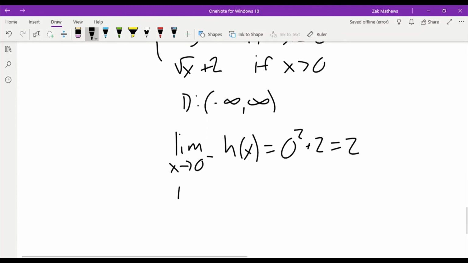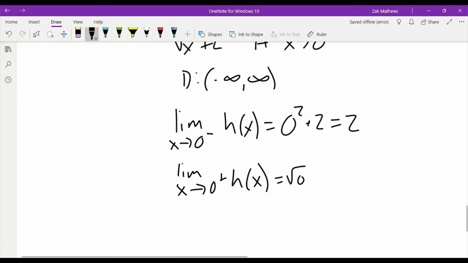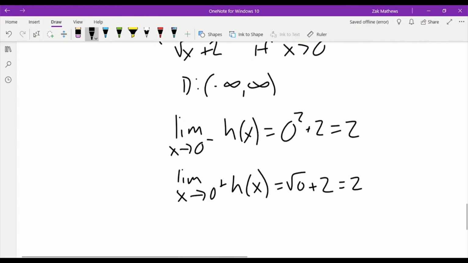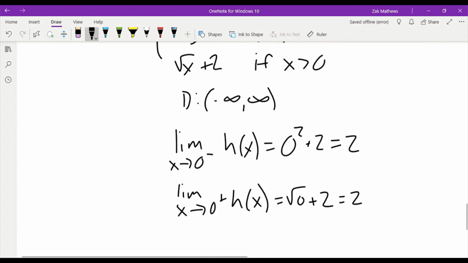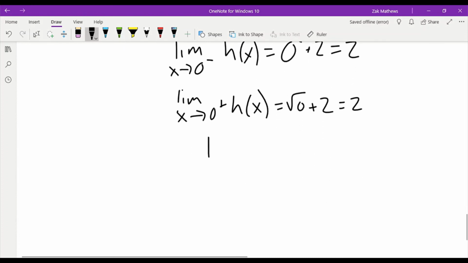Then I take the limit on the right side. Limit as x goes to 0 from the right of h of x using the square root of x plus 2. So square root of 0 plus 2, well, that's equal to 2 as well. So we can clearly find h of 0, that's just 3. We found the limit. We can now say with confidence that the two-side limit exists. The limit as x goes to 0 of h of x is definitely equal to 2.